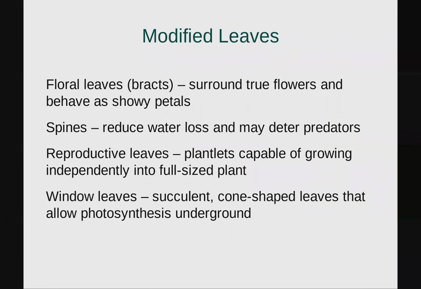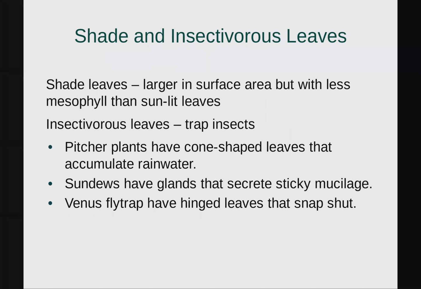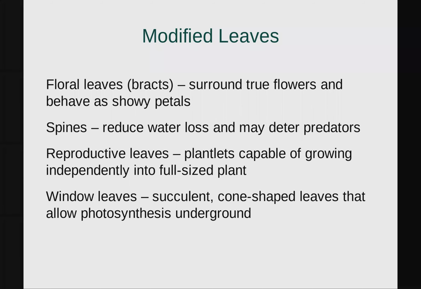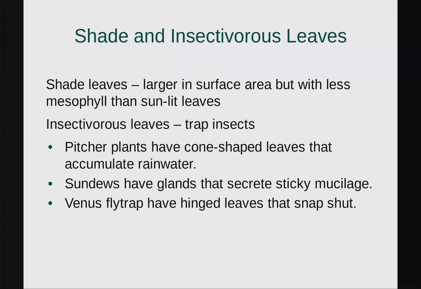Now, there are many different types of leaves out there, which we call modified leaves. So we can have floral leaves, which we call bracts. Now, these surround true flowers and behave as showy petals. We can have spines, which help reduce water loss and deter predators. Reproductive leaves, which are plantlets capable of growing independently into a full-size plant. And then we have window leaves, which are succulent cone-shaped leaves that allow photosynthesis underground. Yep, you heard that right. Photosynthesis underground. Kind of a cool thing.